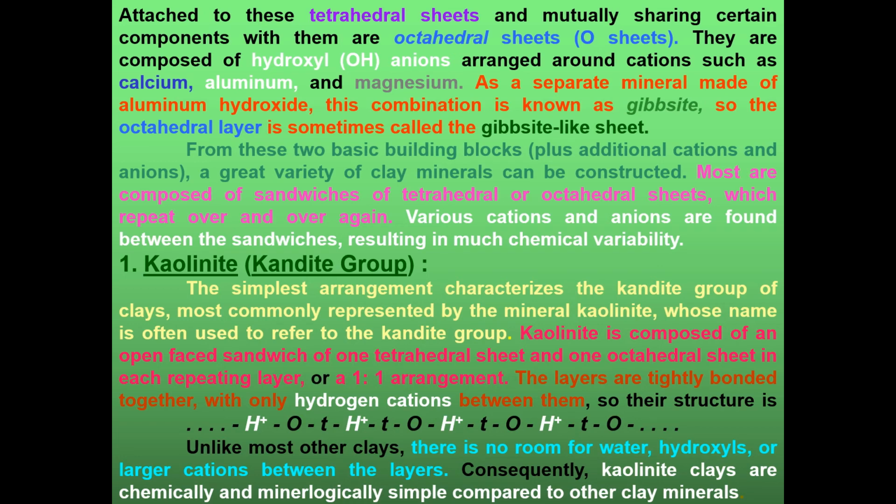minerals can be constructed. Most are composed of sandwiches of tetrahedral and octahedral sheets, which repeat over and over again. Various cations and anions are found between the sandwiches, resulting in much chemical variability.